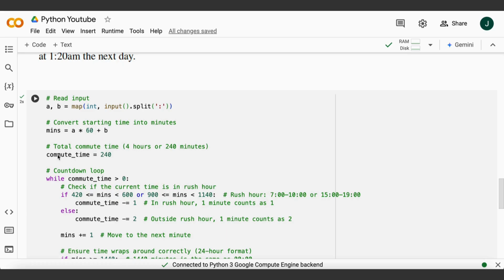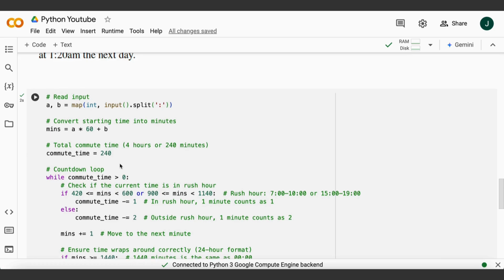So for total commute time, I start with a total commute time of 4 hours or 240 minutes, right? That's when it always falls into the rush hour. So totally, if Fiona commutes within the rush hour, it will take her 240 minutes, sorry, or 4 hours, right?